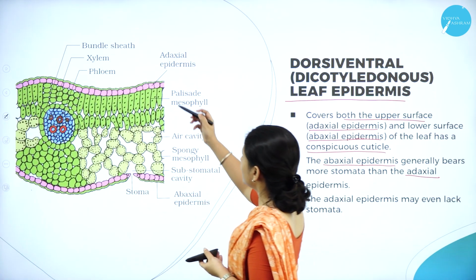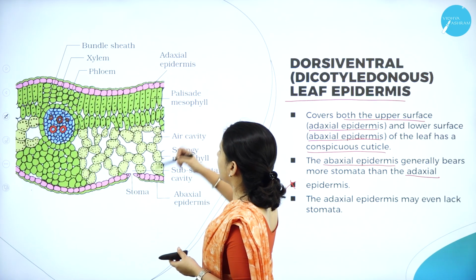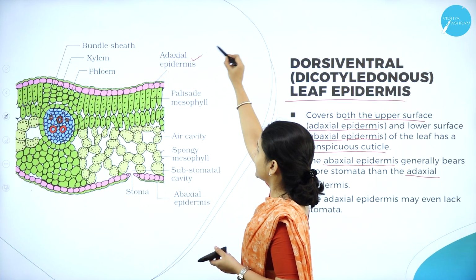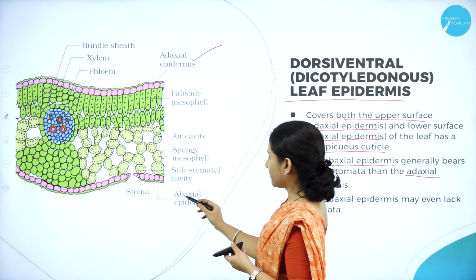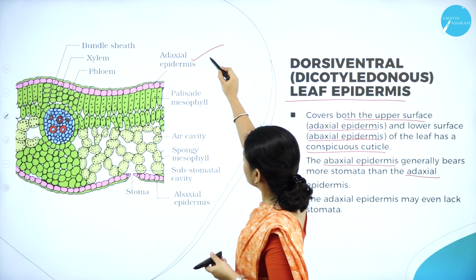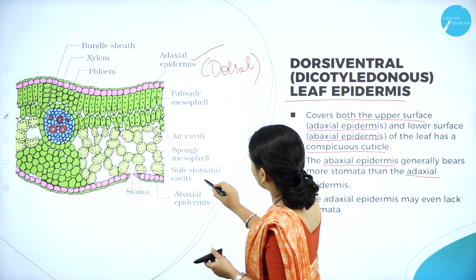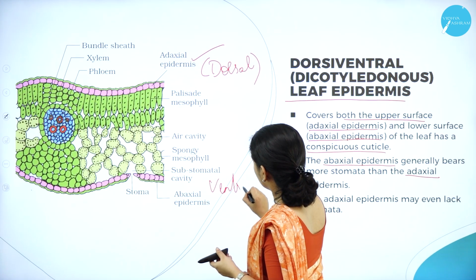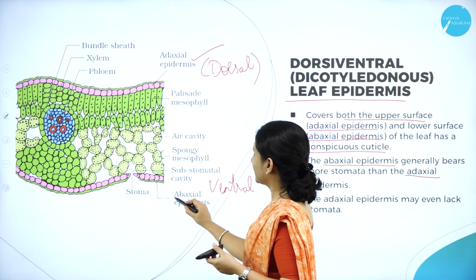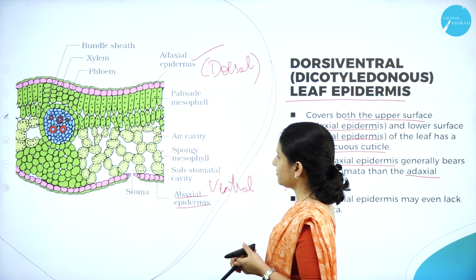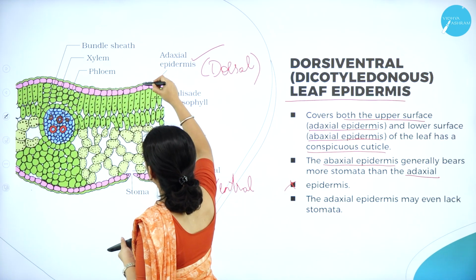These are a few of the characteristic features of the dicotyledonous leaf epidermis. You can see here, the epidermis is made up of an upper epidermis called the adaxial epidermis, and a lower epidermis. This is the dorsal side of the leaf, and this is the ventral side of the leaf, the lower side. On the ventral side, there is the abaxial epidermis present. Then we have the epidermis.